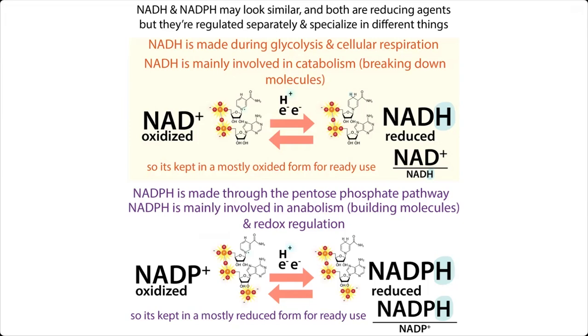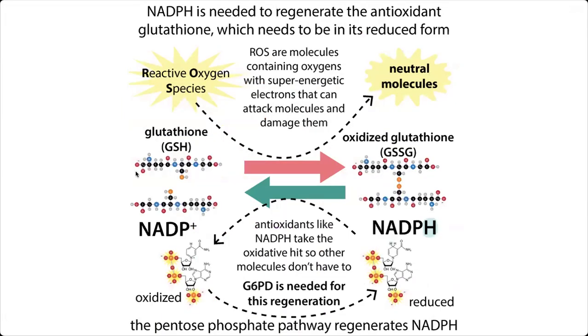And if we have a bunch of the reduced form, now we can use it to reduce other things. One of the other things that we use it to reduce is a molecule called glutathione, which is a cellular antioxidant. Now let's talk a little bit more about glutathione and when our bodies use it.